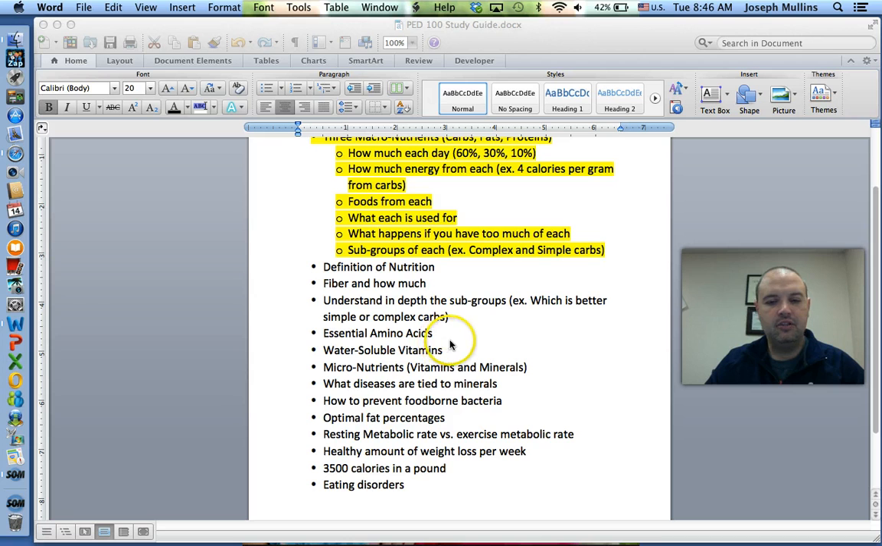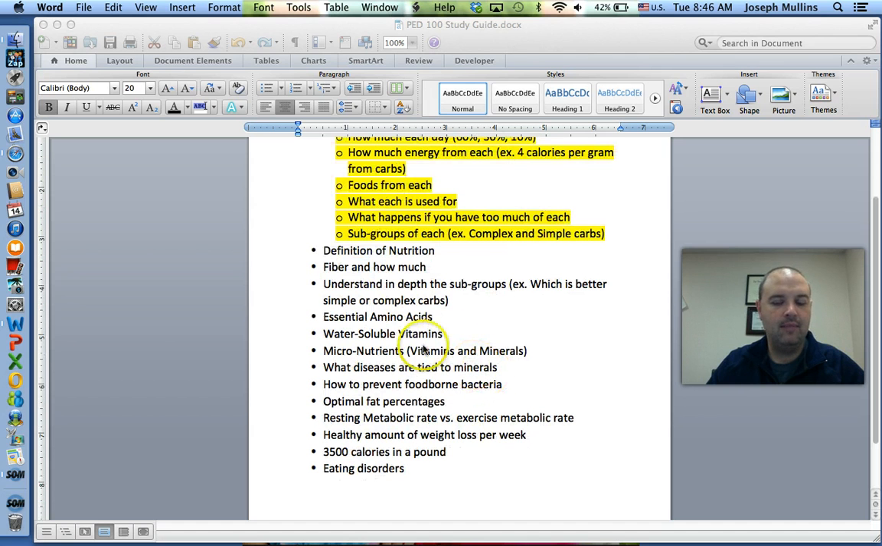Have an idea of essential amino acids, what they are. Have an idea of water-soluble vitamins. So like vitamin C is a water-soluble vitamin, means it passes out in urine. Understand micronutrients, meaning vitamins and minerals. Understand what minerals are tied to certain diseases.